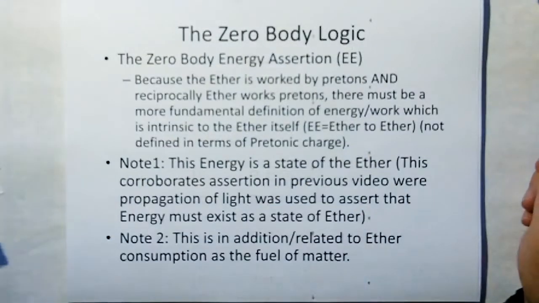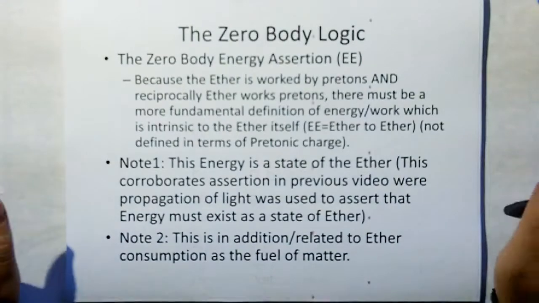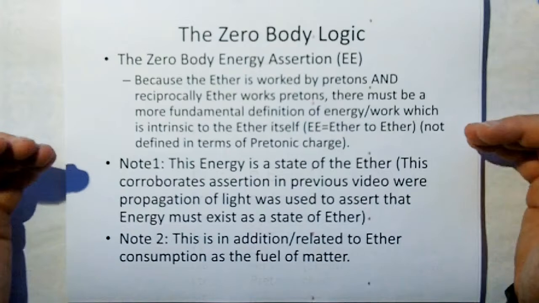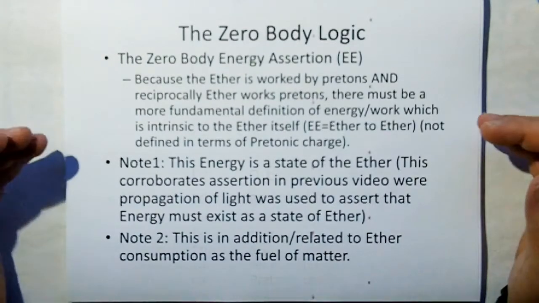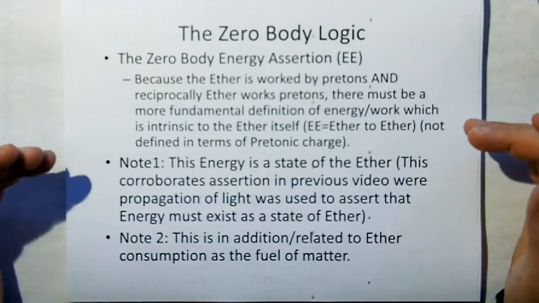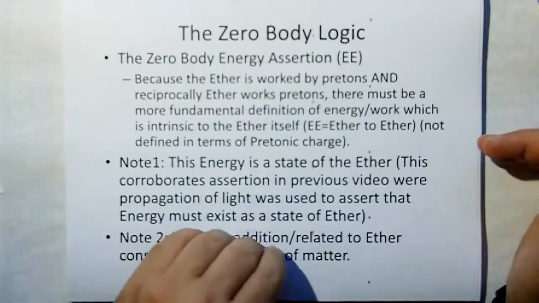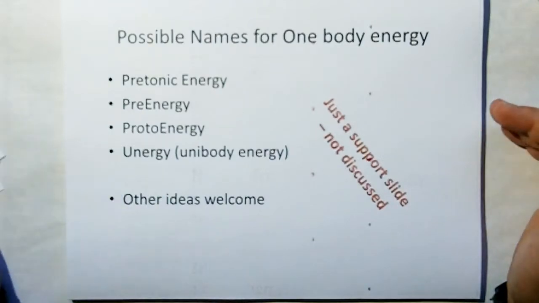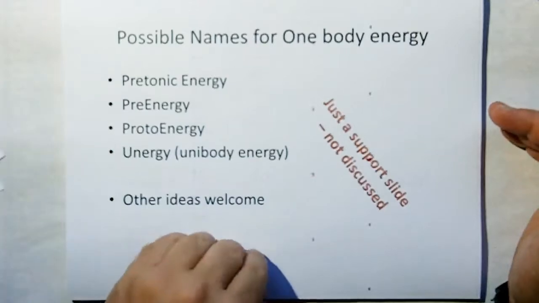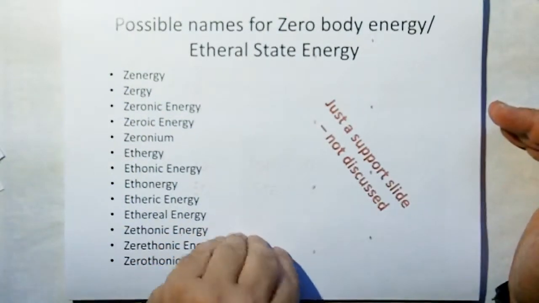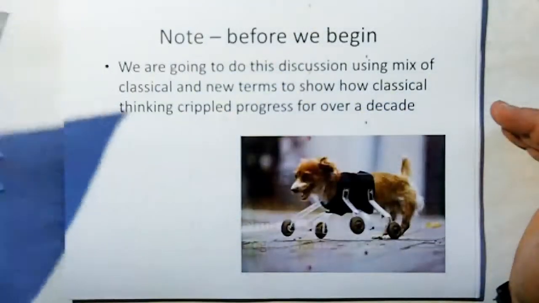So the zero-body logic. I said it's going to be for a follow-on video. This is just the logic that says there should be zero body, but this is just here because I was continuing my thought. You can read this on your own. This is going to be the topic of a later video. This slide is not discussed. It's just a placeholder in my notes for possible names for one-body energy and possible names for zero-body energy. You can pause this and read it on your own.